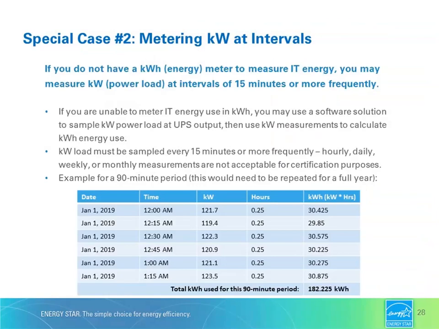The second special case I wanted to mention is the one we touched on earlier. If you recall, option number 3 for your IT energy metering involved using a software solution to sample power load in kilowatts at intervals every 15 minutes or more frequently, and then to use those power readings to calculate the kilowatt hour IT energy use for your data center over the course of a year. Again, this kW sampling needs to take place at one of the acceptable IT energy metering locations, ideally the UPS output. The important thing I wanted to emphasize for this special case is that samples must be taken in intervals no longer than 15 minutes.